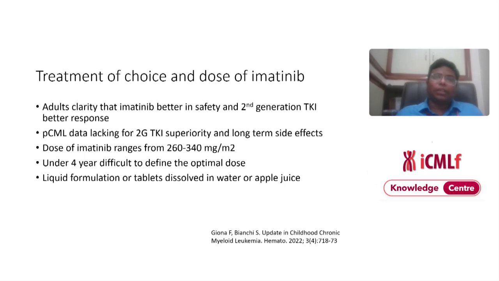Treatment of choice and dose of imatinib. In adults, we have clarity that imatinib is better in safety and second generation TKIs have a better response. However, at present, data is lacking regarding second generation TKI superiority and regarding the long-term side effects of second generation TKIs. The doses that have been used in studies have ranged from 260 to 340 mg per meter square. At our center, we use a dose of 340 mg per meter square.